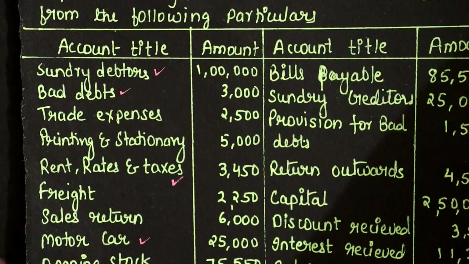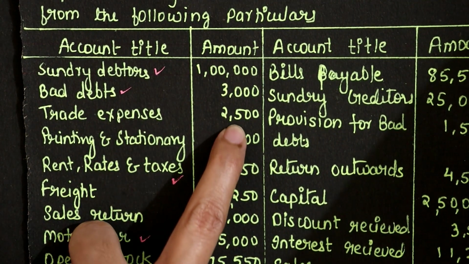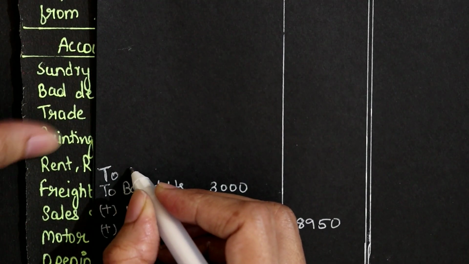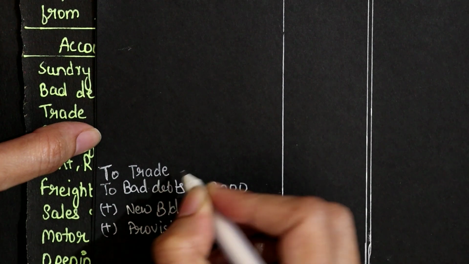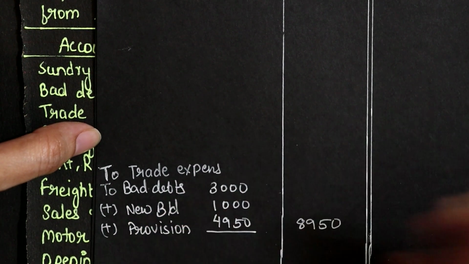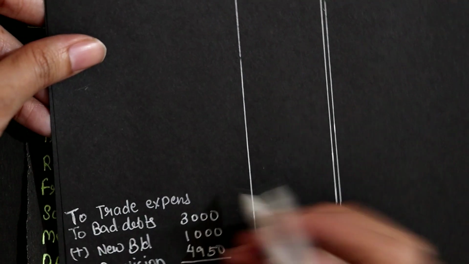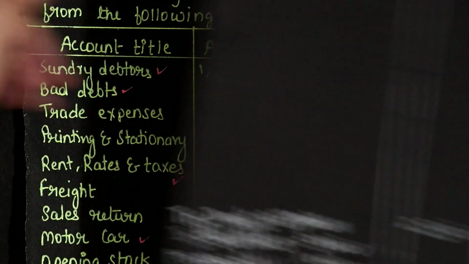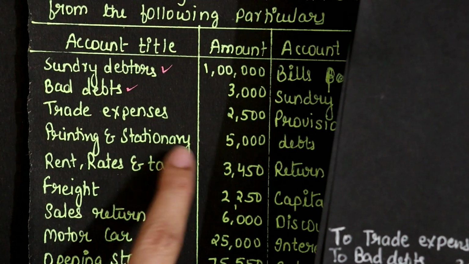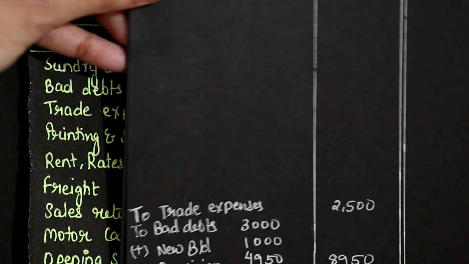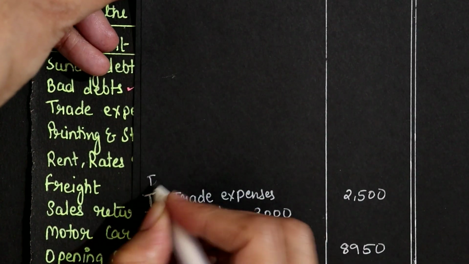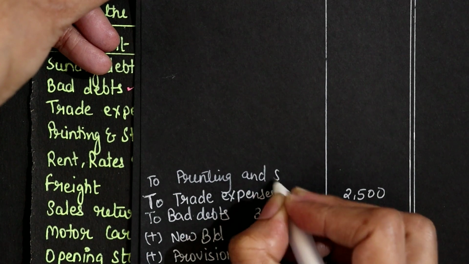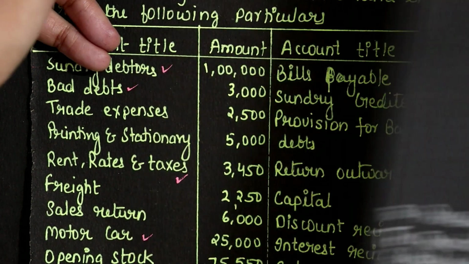Now we will proceed with the next entry, that is of trade expense. Trade expense appears on the debit side of profit and loss account. So the value of trade expenses is 2500. It does not have any adjustment, so we will go to the next entry, printing and stationery. Again it appears on the profit and loss account debit side. Value is 5000.